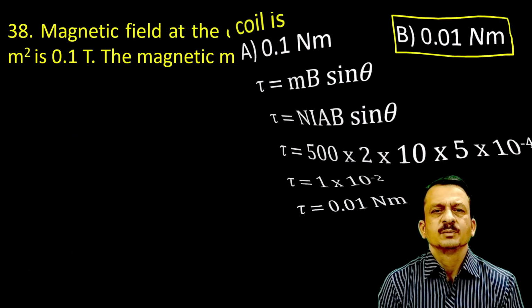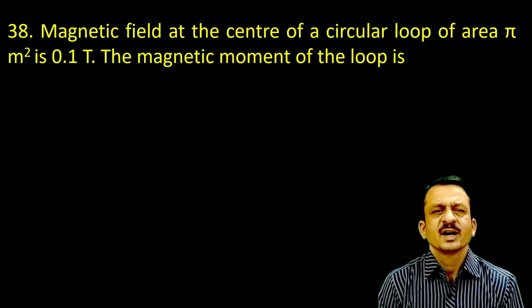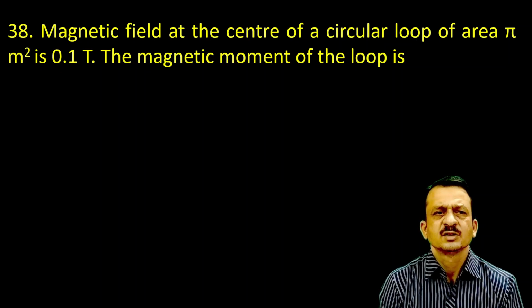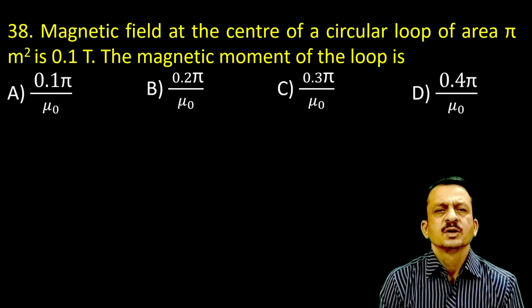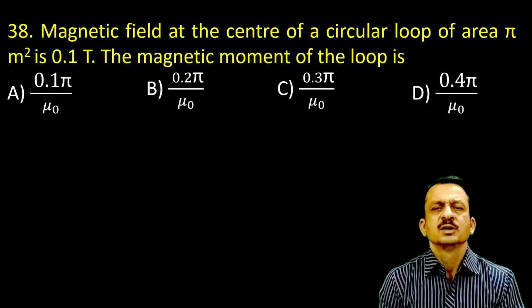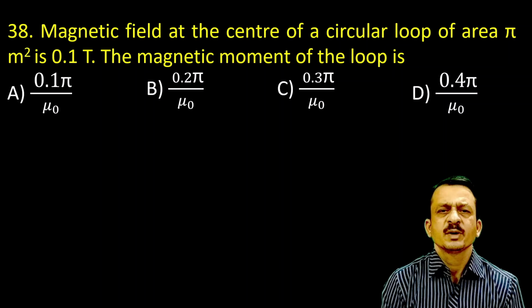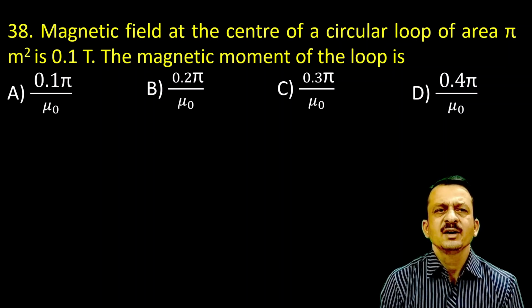Next problem. Magnetic field at the center of a circular loop of area pi meter square is 0.1. The magnetic moment of the loop is, the magnetic field is given, we have to calculate the magnetic moment. Now options: A 0.1 pi divided by mu naught, B 0.2 pi divided by mu naught, C 0.3 pi divided by mu naught, D 0.4 pi divided by mu naught. The magnetic field is given at the center, 0.1 Tesla. We have to calculate the magnetic moment of the loop.